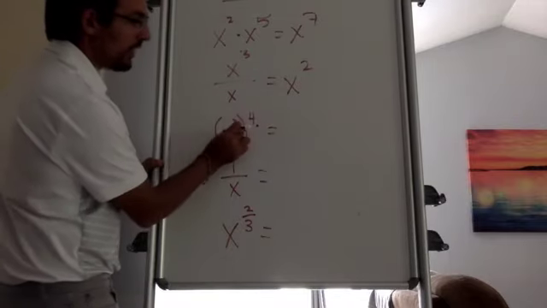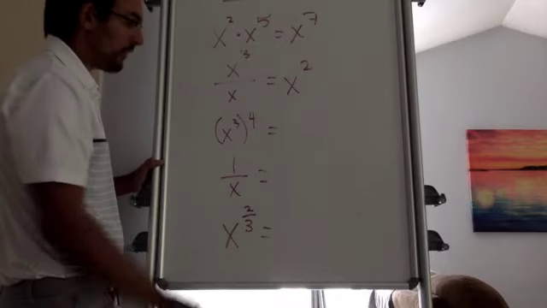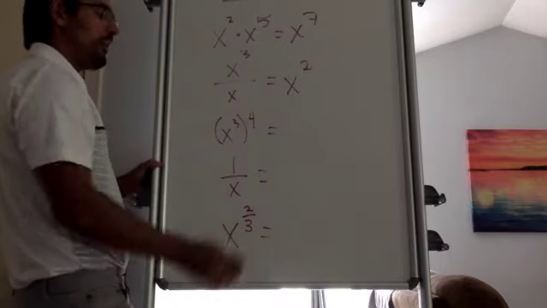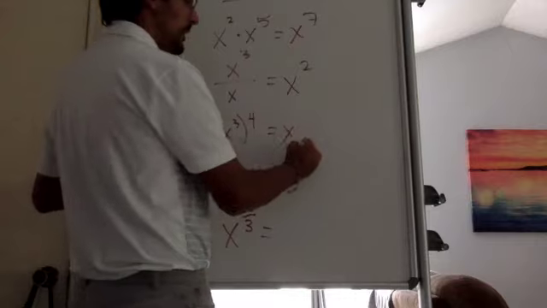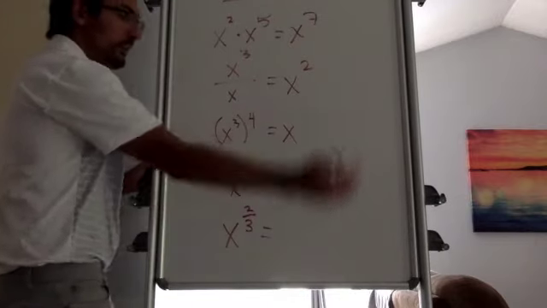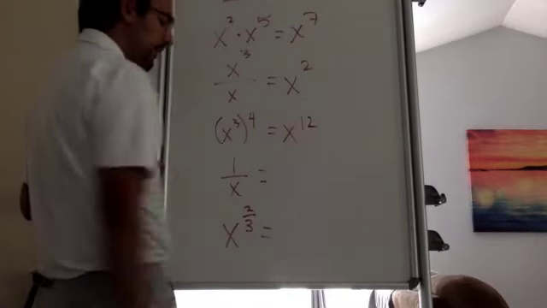If you're taking a power and raising it to another power, so if I'm taking x cubed raised to the 4th power, here I multiply, so x to the 3rd raised to the 4th power would be x to the 12th power.